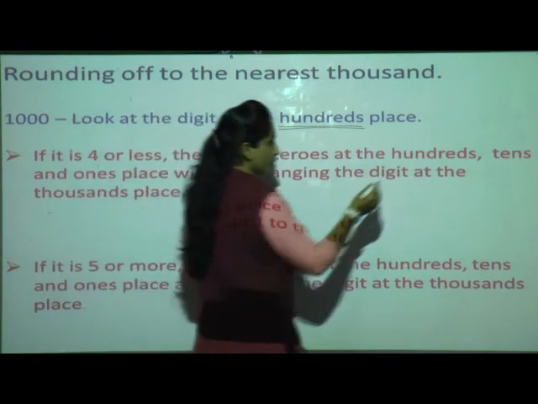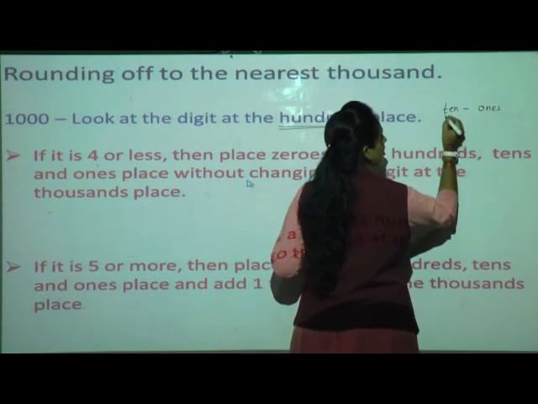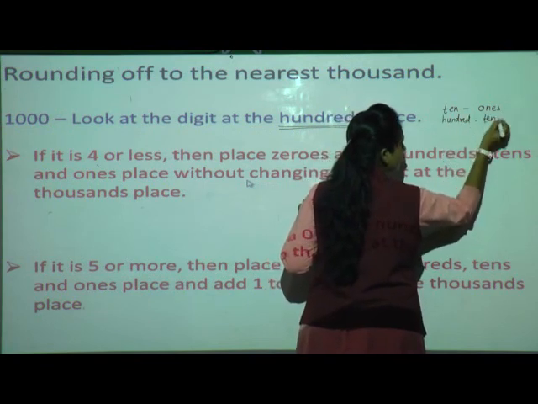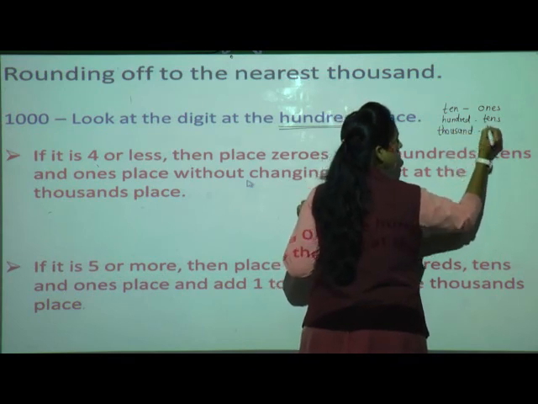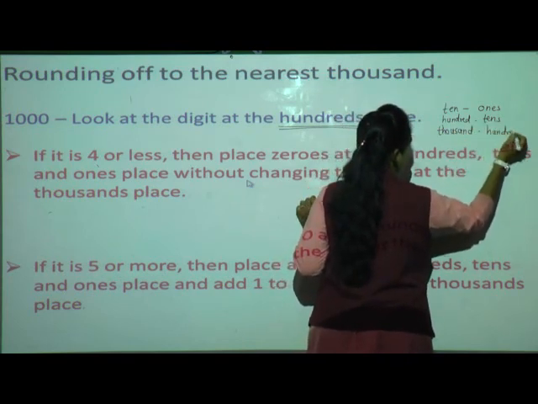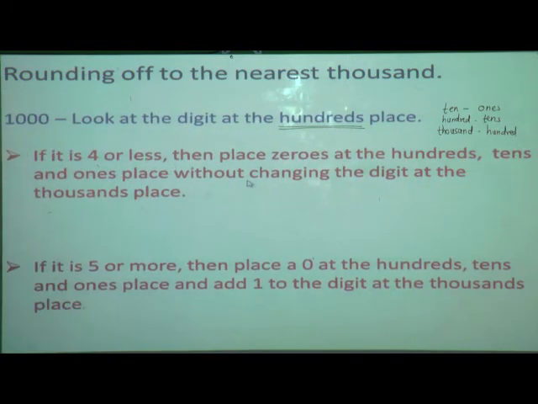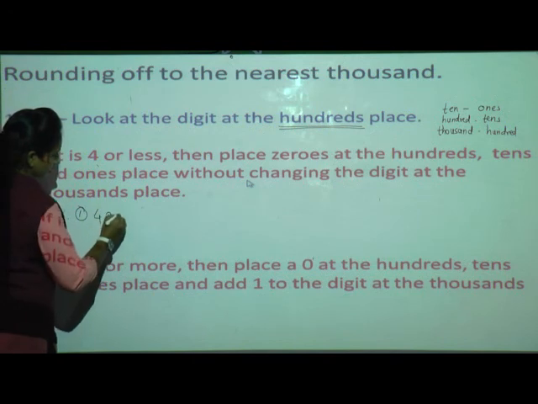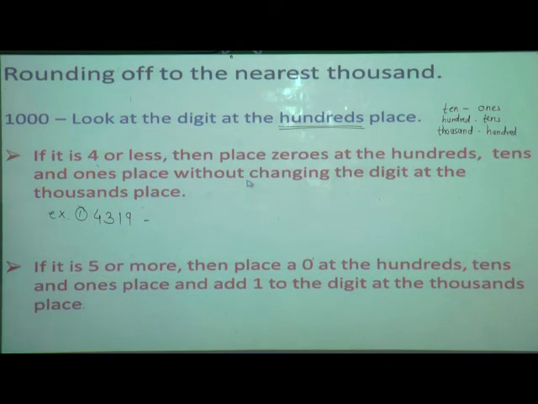So when it is about tens, you have to look at ones. When it is about 100, you have to look at tens. And when it is about 1000, you have to look at 100, just the place value before. Okay, keep that in your mind. Now, let us see with an example. Okay, the first example I will take. Okay, this is my example.